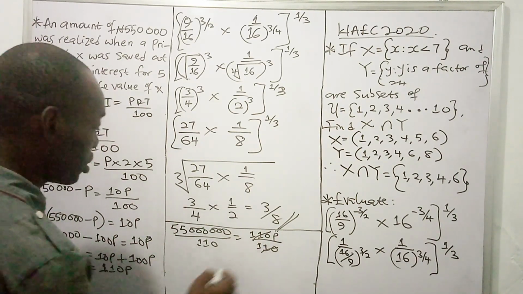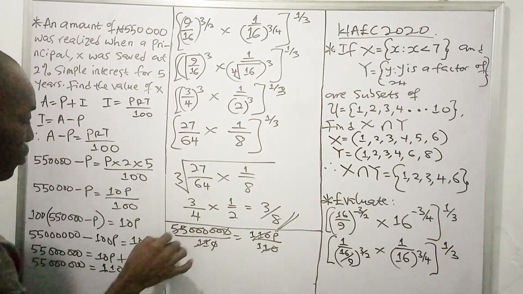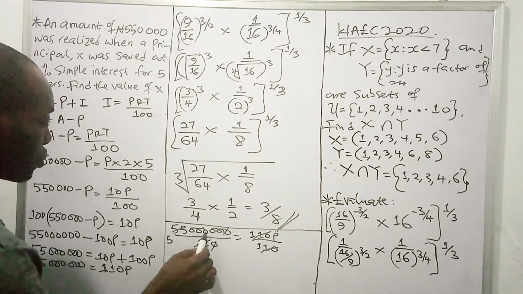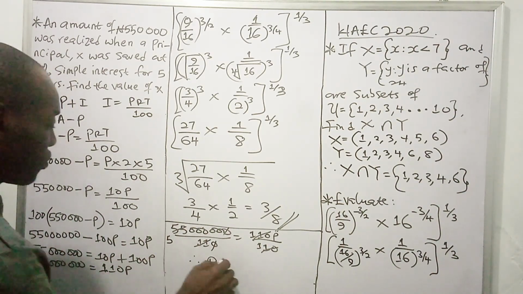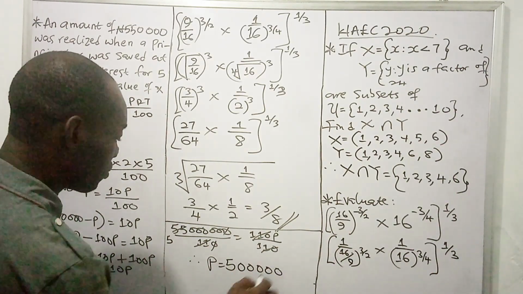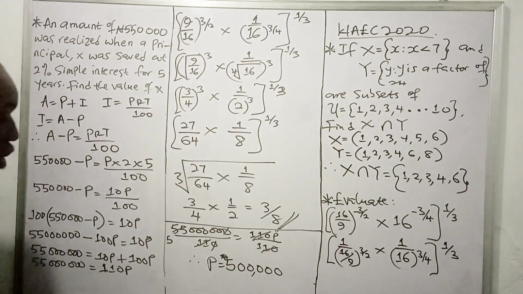So this will cancel out this. The 0 will cancel out this. 11 into 55 will go 5 times. Then we have 5 zeros there. So therefore, the value of P there is 5 and how many zeros? 1, 2, 3, 4, 5. So that gives us 500,000 naira, which is the value of the principal, also the value of the X we are asked to look for. So that is the solution to these 3 interesting questions from WAEC 2020.